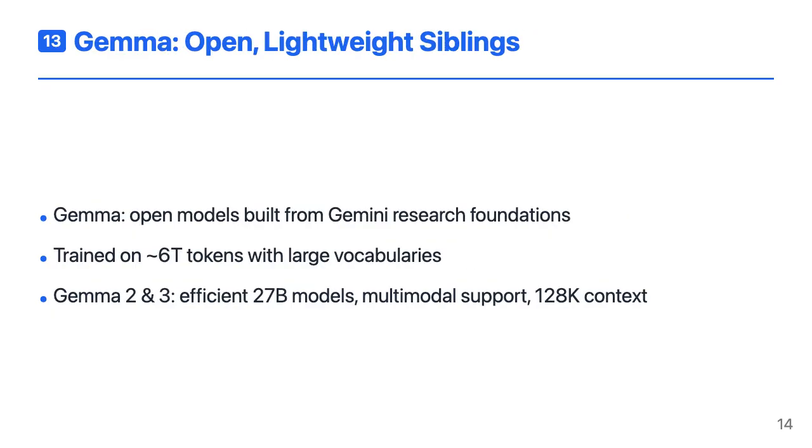Gemma brings many of the ideas behind Gemini into the open model ecosystem. The first Gemma models use a large vocabulary and multi-trillion token training to deliver strong performance in relatively small packages, including a 2 billion parameter model that can run on a single GPU. Gemma 2 pushes a 27 billion parameter model to performance comparable to much larger systems like Llama 3 70B. And Gemma 3 adds multimodality and long context windows, making these models practical and accessible for a wide range of developers.